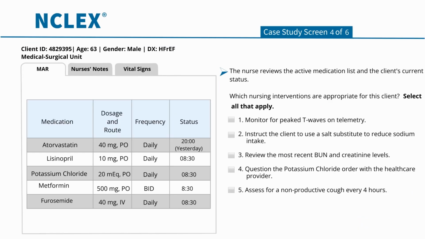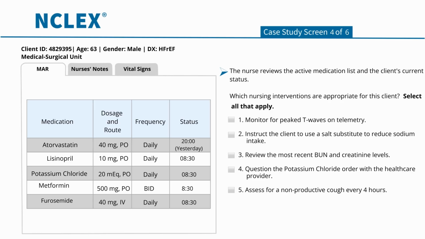Question 4. The EHR shows the client is currently prescribed lisinopril, atorvastatin, and a 20 milliequivalents potassium supplement, potassium chloride. The question: which nursing interventions are appropriate? Select all that apply. 1. Monitor for peaked T waves on telemetry. 2. Instruct the client to use a salt substitute. 3. Review the most recent BUN and creatinine levels. 4. Question the potassium chloride order with the healthcare provider. 5. Assess for a non-productive cough every 4 hours.